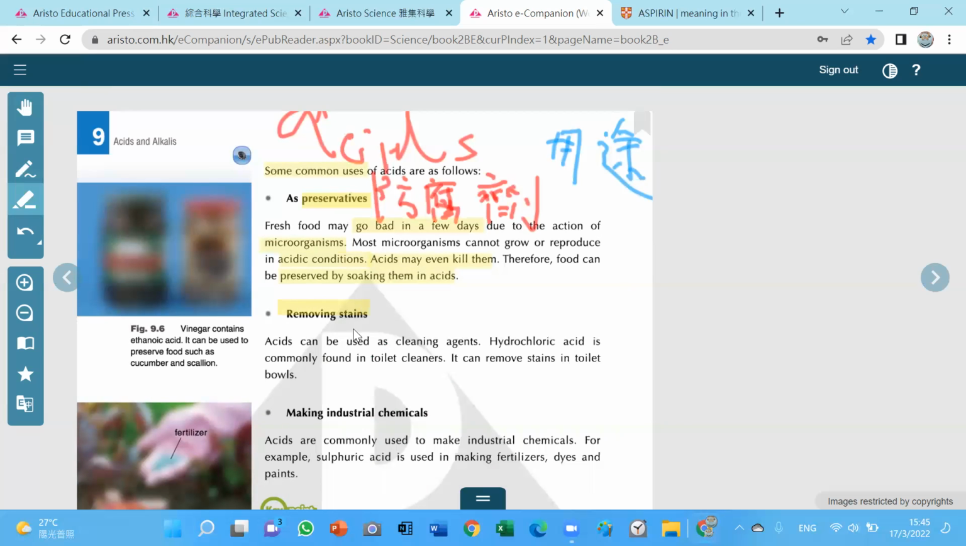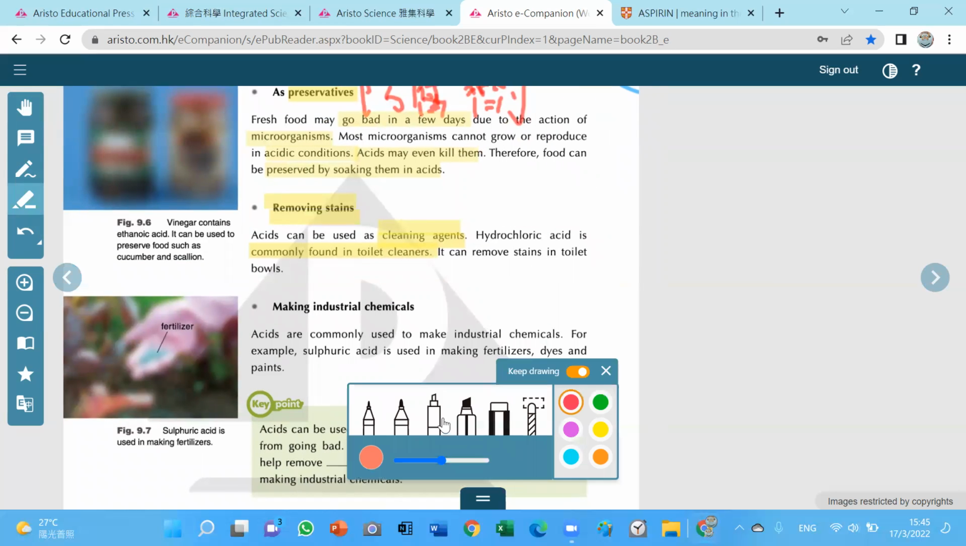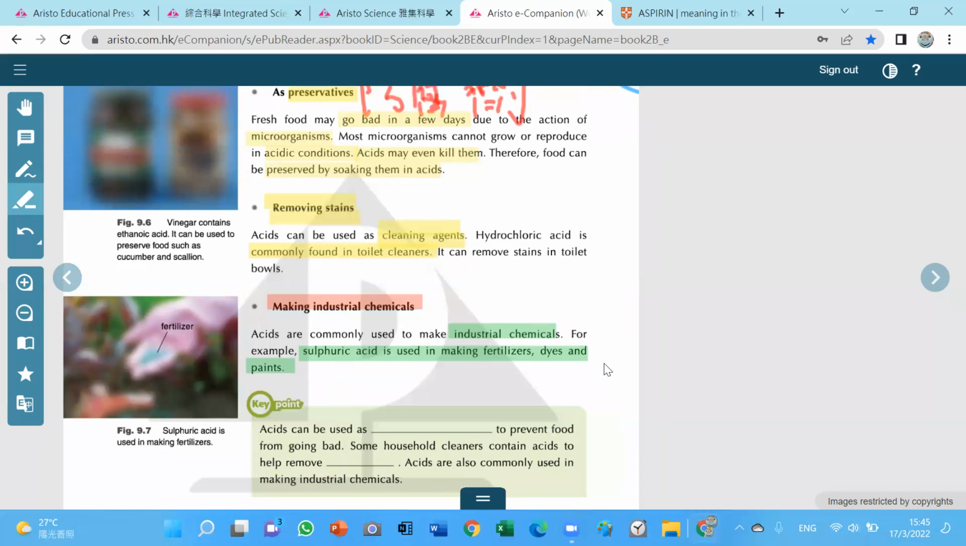So removing stains. Acids can be used as cleaning agents. Hydrochloric acid is commonly found in toilet cleaners. It can remove stains in the toilet bowls. Number three, it can make industrial chemicals. Acids are commonly used to make industrial chemicals. For example, sulfuric acid is used to make fertilizers, dyes, and paints. Paint can also be made. So yes, okay.